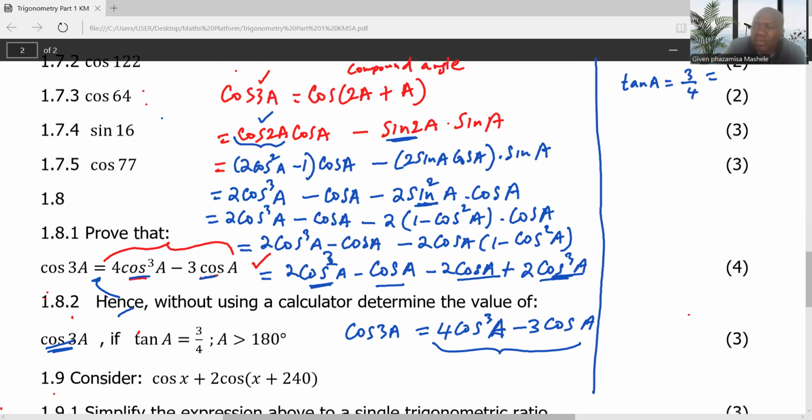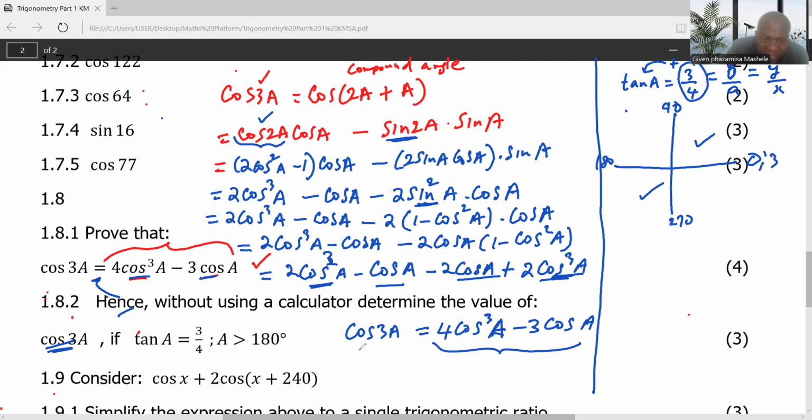Opposite over adjacent, which is the same as y over x. So we know the value of y. By the way, let's look at this value. Is this value positive or negative? It's positive. So it's telling us where tan is positive, because we are given a condition there. Tan is positive in the first quadrant and in the third quadrant. 0, 90, 180, 270, and 360. But there's a condition that says this angle A should be bigger than 180.